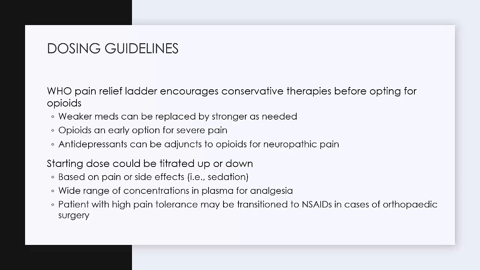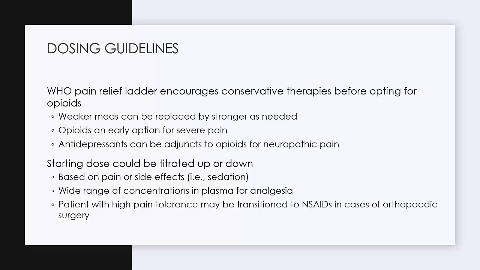The World Health Organization 3-step pain relief ladder encourages using more conservative therapies before initiating opioid therapies. Weaker opioids can be supplanted by stronger opioids in cases of moderate and severe pain. However, antidepressants may enhance the analgesic effects. The opioid dosing schedule typically begins with the administration of a starting dose and then titrates the dose up or down, depending on the patient's degree of pain and demonstrated side effects.